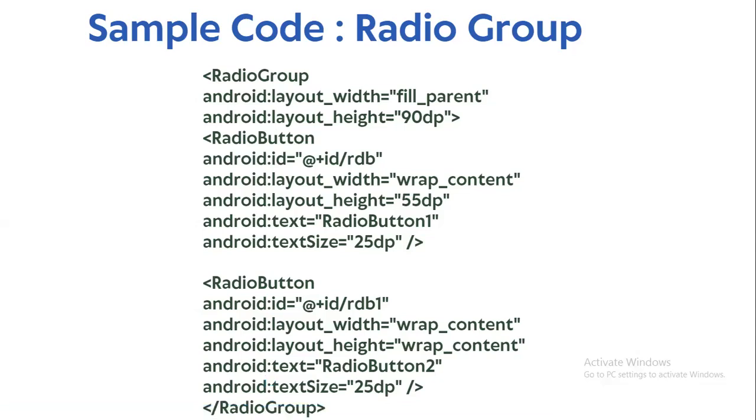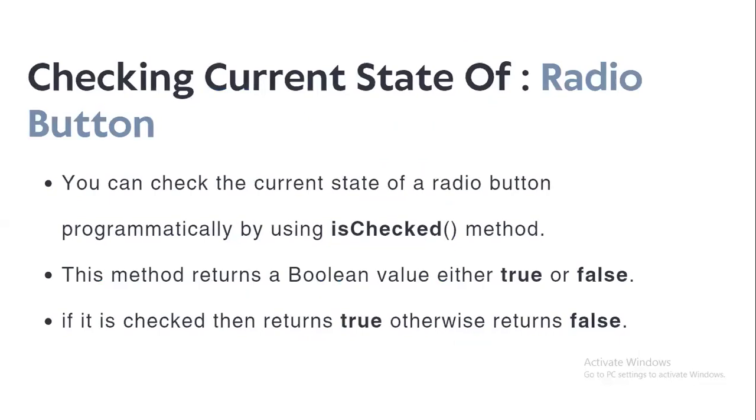We will see a practical implementation of all these, single radio button and radio group, but this is the sample code. Now if you want to check the current state of radio button under the radio group, how can you do that? You can check the current state of radio button programmatically by using one of its methods, that is the isChecked method. This method returns a Boolean value, either true or false. If it is checked, then it returns true, otherwise it returns false.